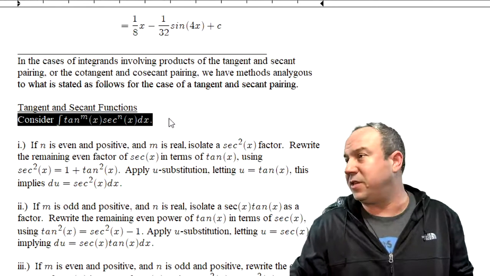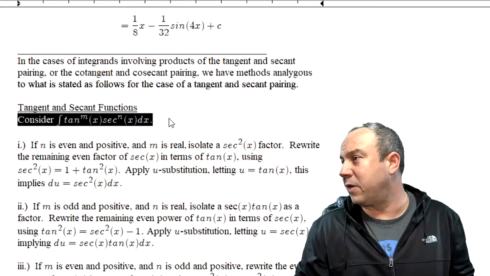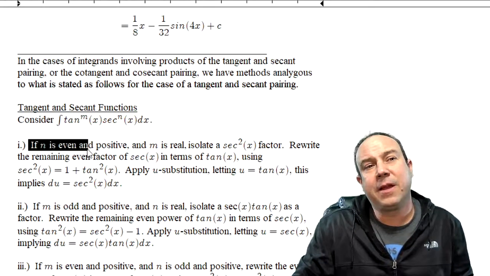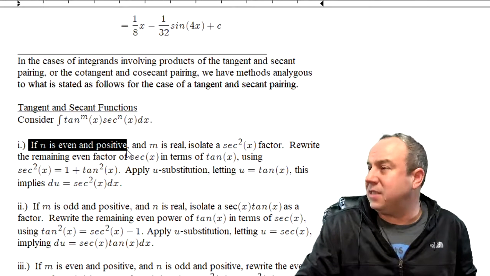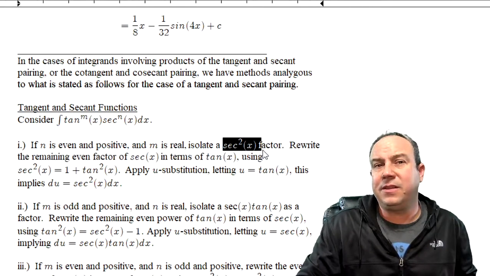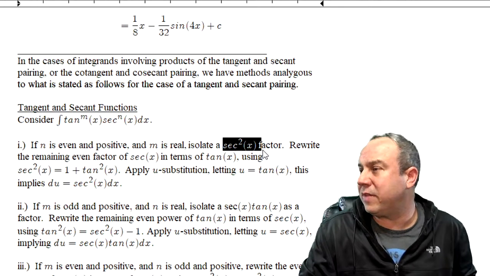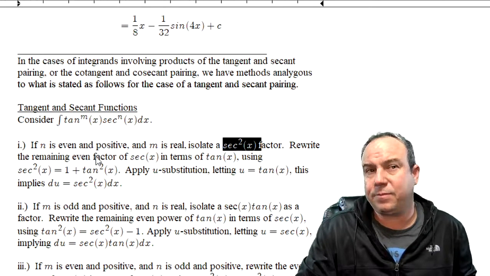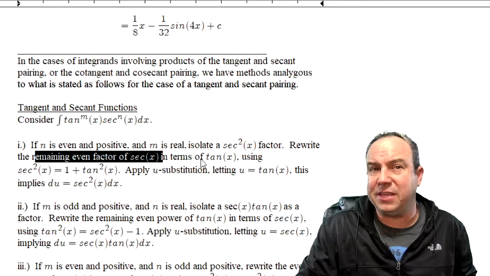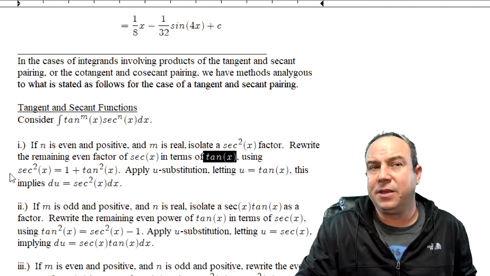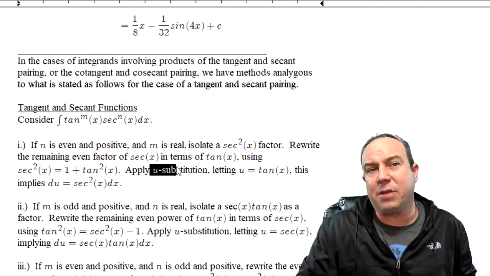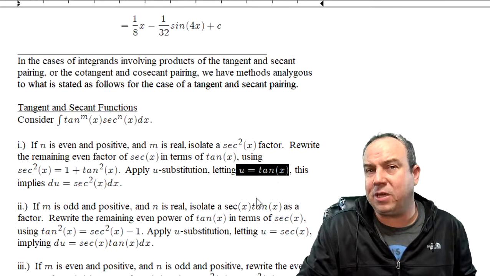If we consider the situation of tangent raised to the mth power of x times secant raised to the nth power of x, if n is even and positive, and m is real, in this case we isolate a secant squared of x factor. We rewrite the remaining even factors of the secant in terms of tangent using this Pythagorean identity, and apply u substitution, letting u equal tangent of x.